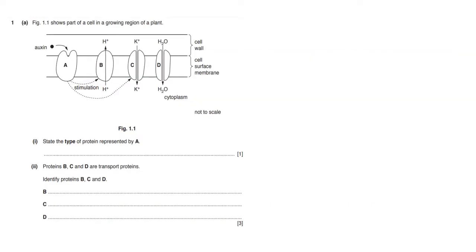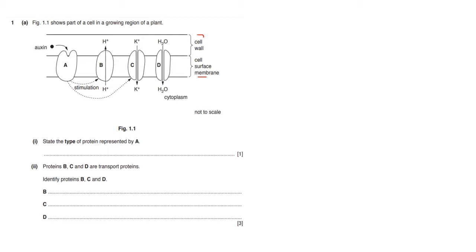Okay, so this is the first question here. It says figure 1.1 shows part of a cell in the growing region of a plant. So you know you're dealing with a plant cell, and it shows you there the cell wall. I'm going to be annotating using my red pen as usual. So there's the cell wall, and then this is the cell membrane over here, which again tells you this is a plant cell. And it says here, state the type of protein represented by A.